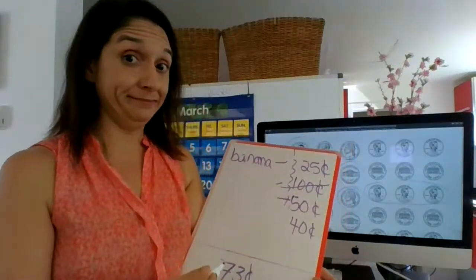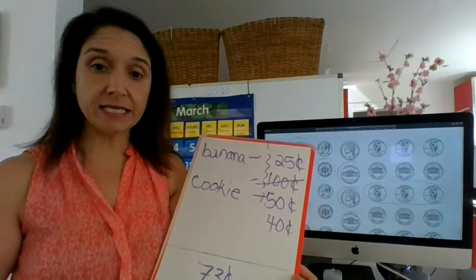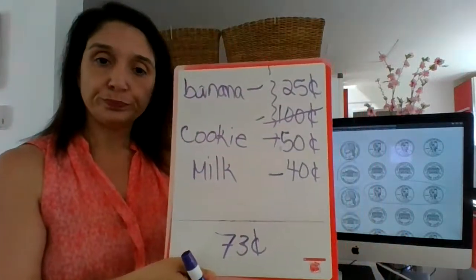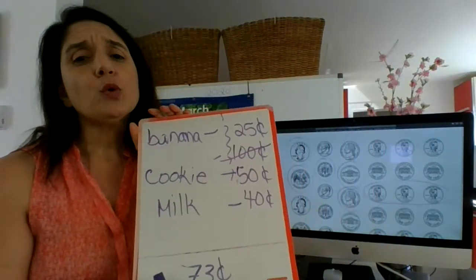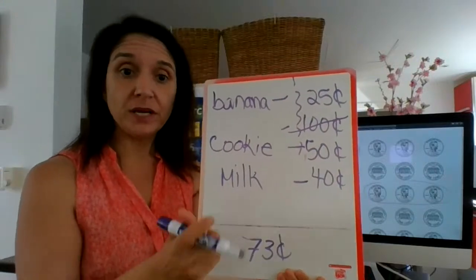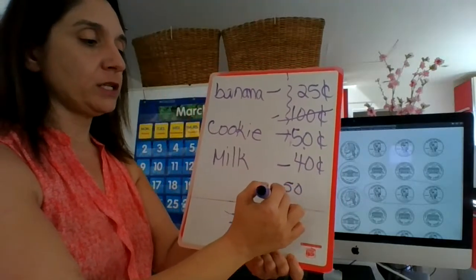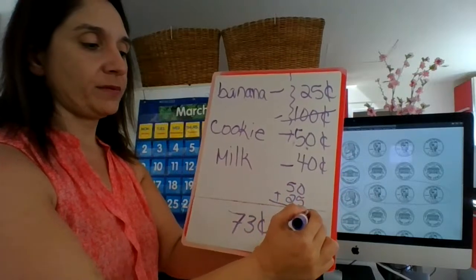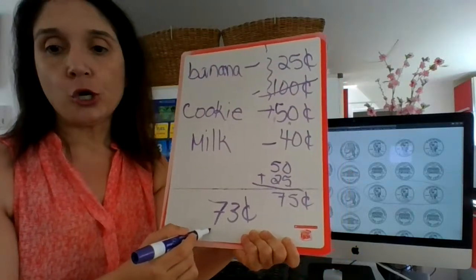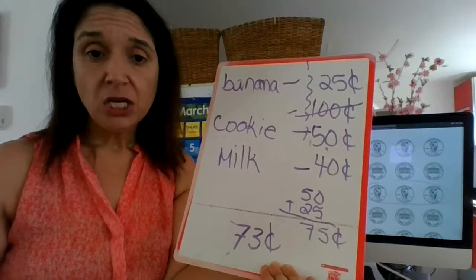The cookie was 50 cents. And the milk was 40 cents, right? So, what can I have for lunch? I would really like a cookie. But if I get a cookie, I can't get anything else. Because if a cookie is 50 cents, and I want a cookie and a banana, 50 plus 25, 0 and 5 is 5, 5 and 2 is 7. It's 75 cents. Do I have enough money? No. So I can't even get that, right? So no cookie and milk.